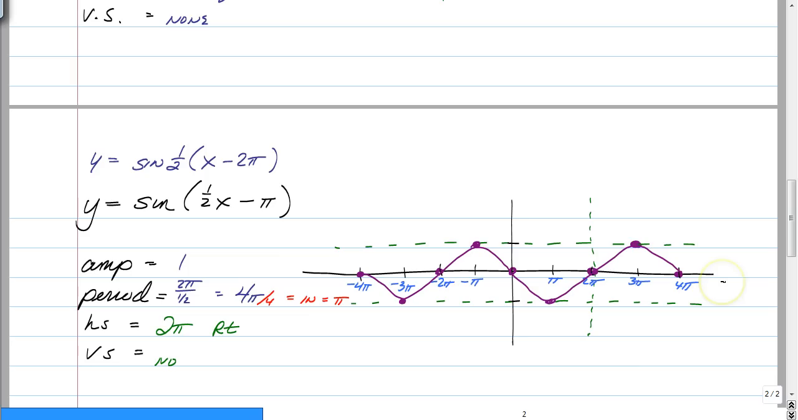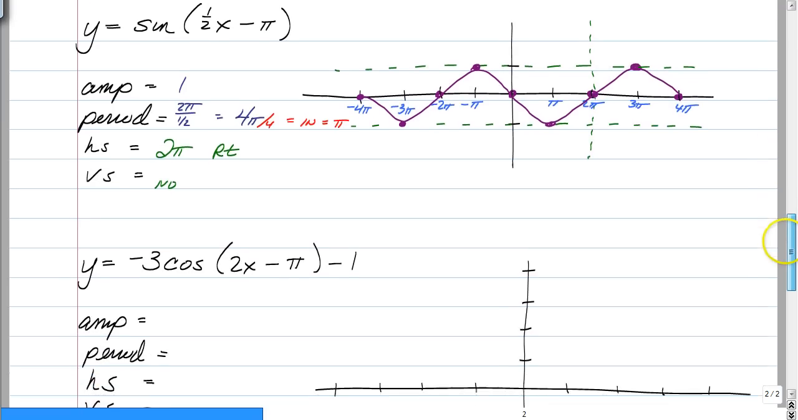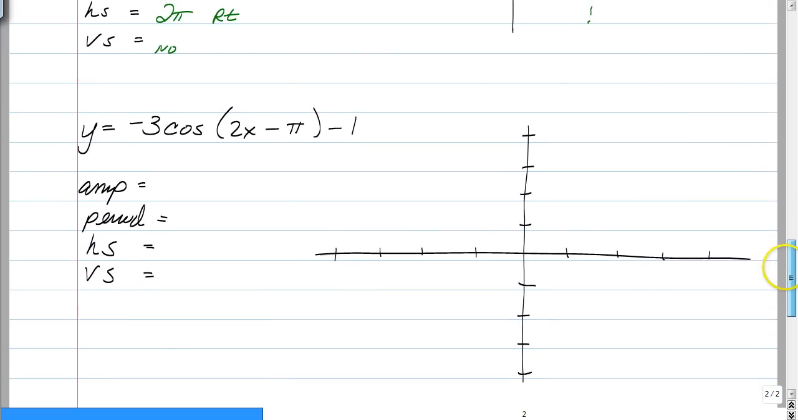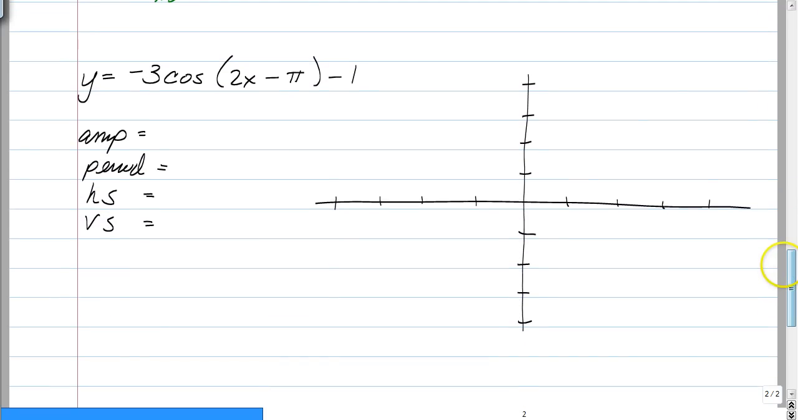So we have one more example, and this example has an A, B, C, and a D. Now it also looks like you're going to have to factor that B out first. So before you do anything, make sure you have y is equal to -3 cosine of 2 times (x minus pi over 2) minus 1. You need to state an amplitude, a period, a horizontal shift, and a vertical shift. Also, for your note, you might want to state the interval as well.